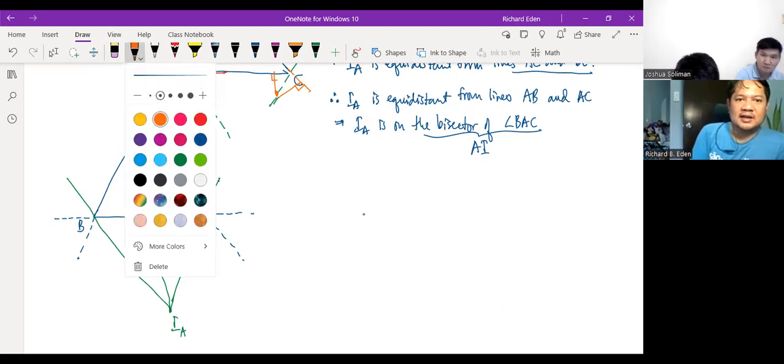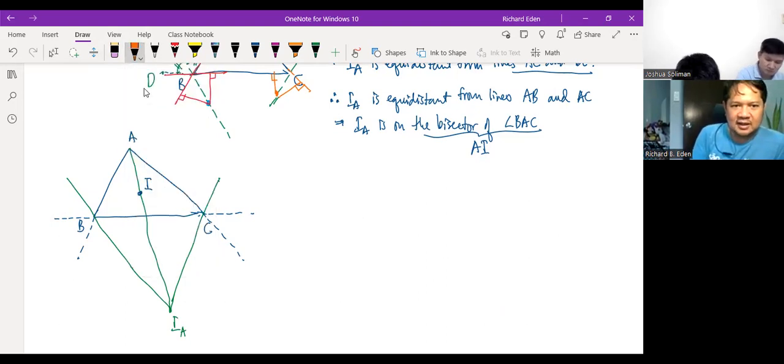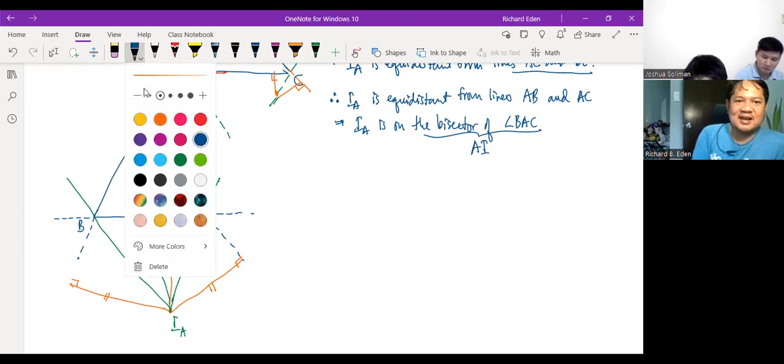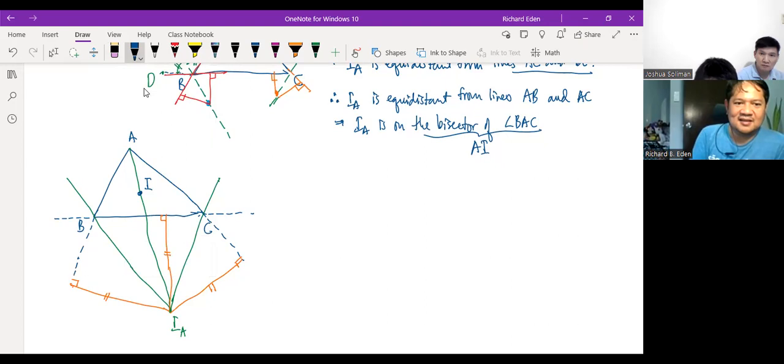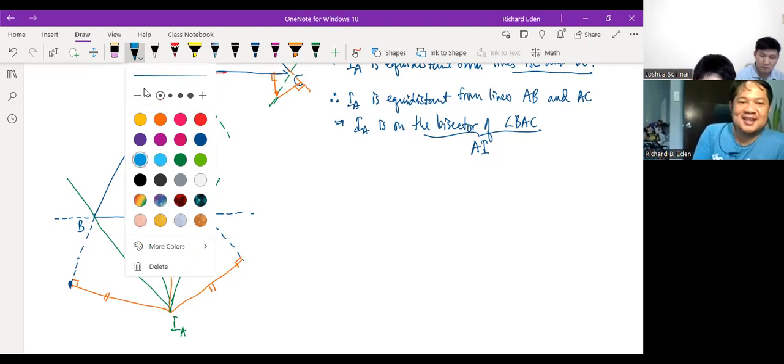So we've shown I sub A is equidistant from lines AB, AC, and from line BC. Okay, the drawing may not give justice to that claim, but those three orange segments have the same length. I mean, it looks approximate. So that's good enough.